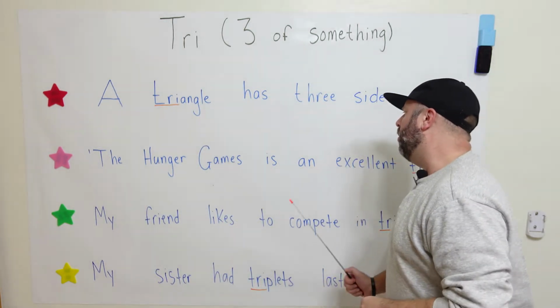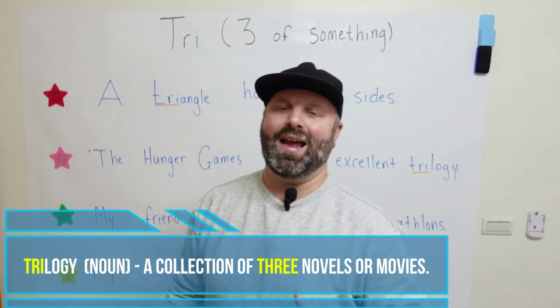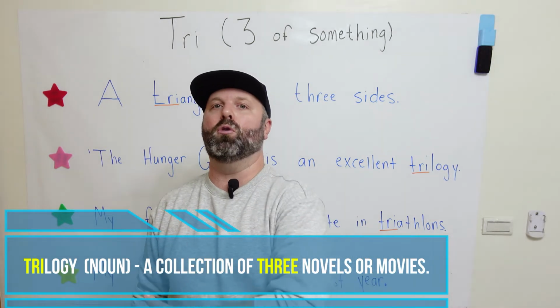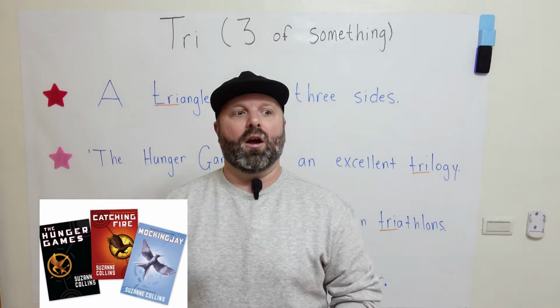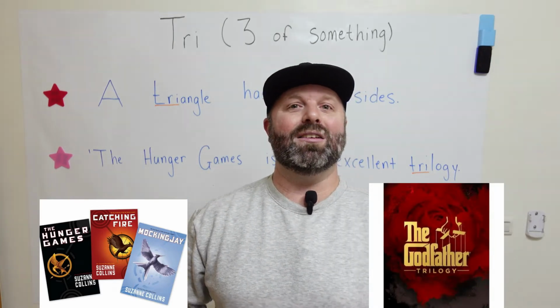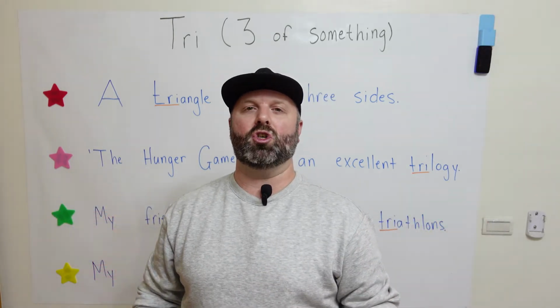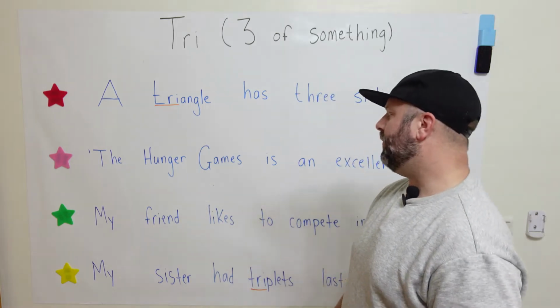Now, Teacher Joel, what is a trilogy? A trilogy is a collection of 3 different books or movies. So The Hunger Games is 3 books. The Godfather is 3 movies, okay? So a trilogy is a collection of 3 books or 3 movies.